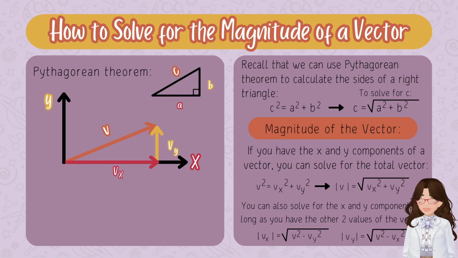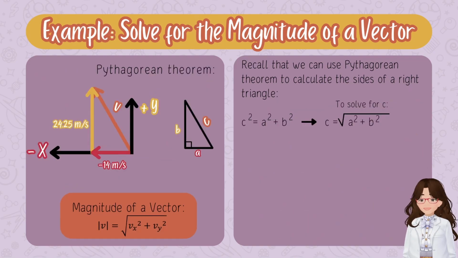Now, because you know at least two sides, sometimes you'll be given the magnitude of the vector and you'll know Vx or Vy. Same thing, you just plug it into the equation where you find the difference between the total vector and the other component, those values squared, and then you want to square root it. Let's go ahead and practice this by looking at this example.